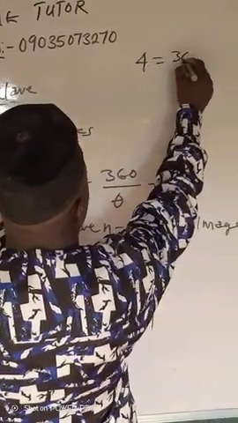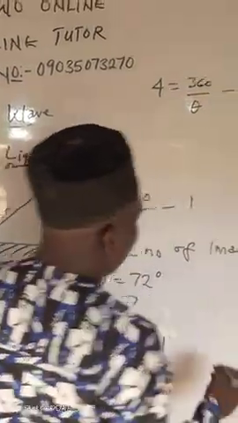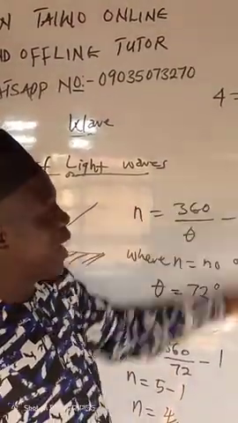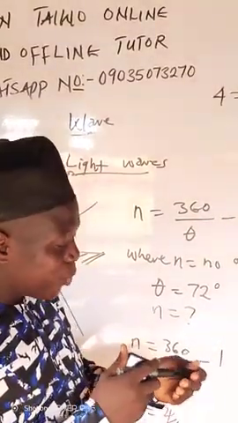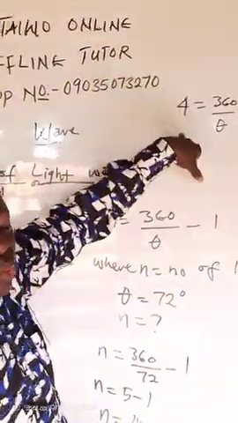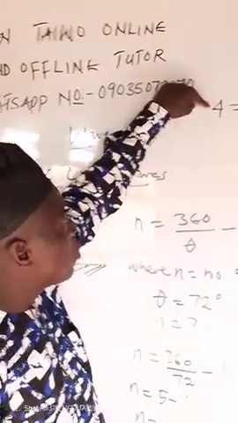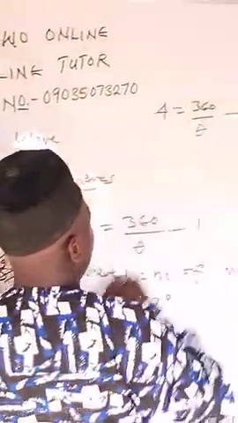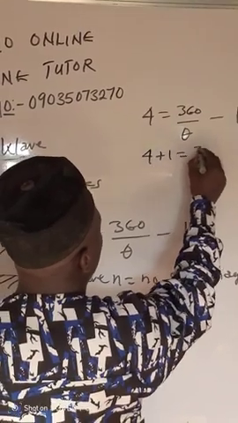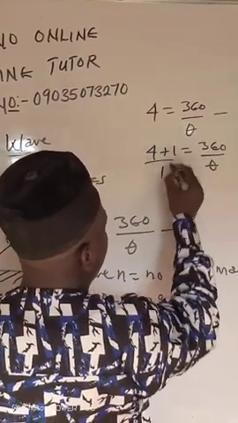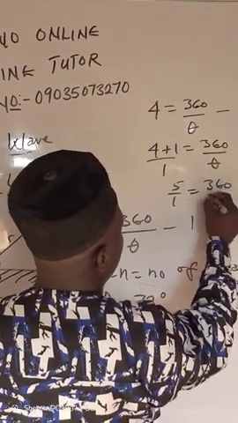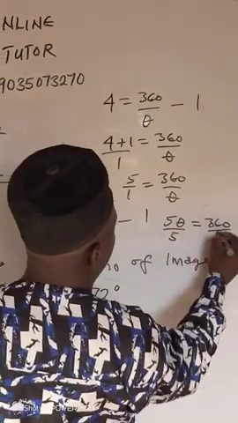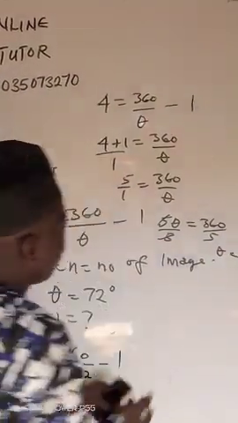4 is equal to 360 divided by theta, minus 1. I know some of you don't know mathematics. You can cross multiply here. You are going to collect the like terms, because here is a number and also we have a number here. If this number comes here, it will be 4 plus 1 is equal to 360 divided by theta. Then 5 over 1 is equal to 360 divided by theta. Cross multiply: 5 theta is equal to 360. Divide both sides by 5. Theta is equal to 360 divided by 5.